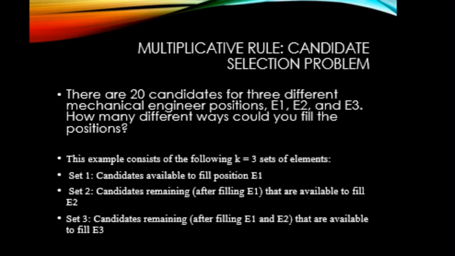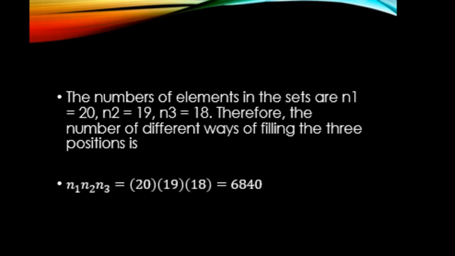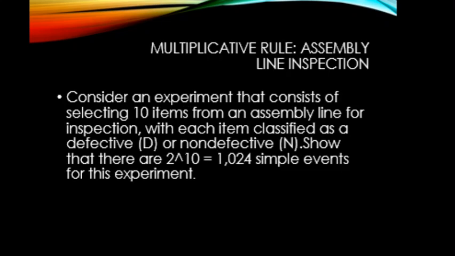So in effect, it's the same set, but the first time we have all 20, for the second we have 19 available, and for the third set we have 18 available. So what are the total possible ways in which you can fill the positions? Using the multiplicative rule that we just saw, N1 is 20, N2 is 19, and N3 is 18. The number of ways in which the positions can be filled is 20 times 19 times 18, which is 6,840 ways.